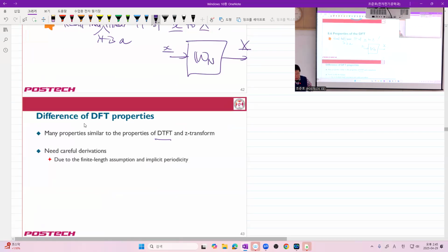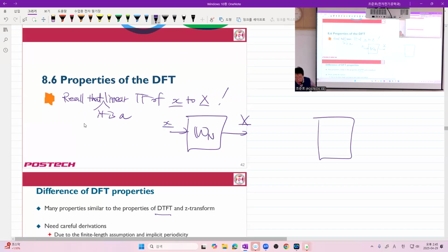What is DTFT? DTFT has the entire signal in, and this entire signal goes out. Got it? So they are different. They are closely related, as we've seen in some special cases.